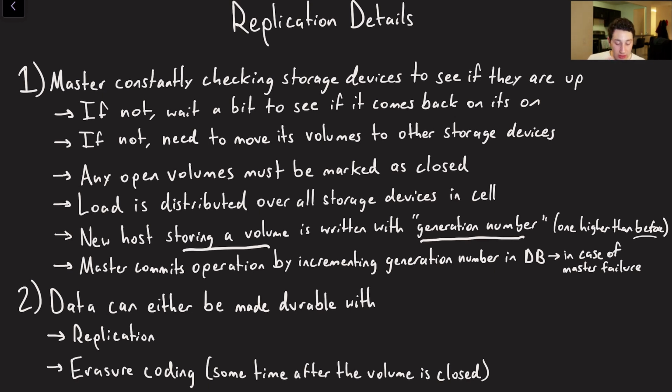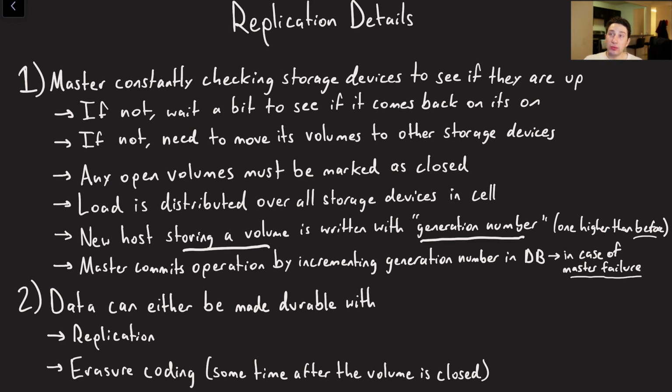And the new master is going to commit the operation of having moved this volume to the new host by actually incrementing the generation number in the database, as well as atomically changing which storage devices are actually holding the volume. And so this, of course, is in case of a master failure, right? Because if the master goes down at any point during this, we need to know whether or not the operation has actually been committed. If the master goes down before it can do this commit to the MySQL replication table, then the new master is going to take over and we're going to do this operation again.